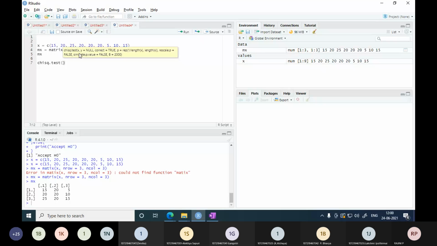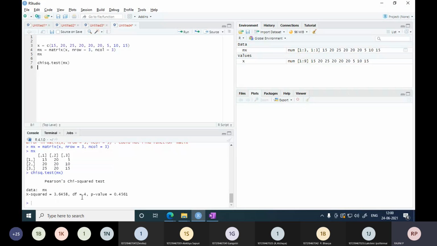This function is also used for goodness of fit, but here we are using it only for the independence of attributes. So take this mx. mx is the matrix form you have, that you need to test. Okay, then run this. Yes, we got the p-value.